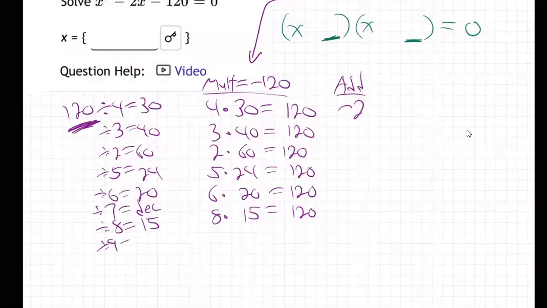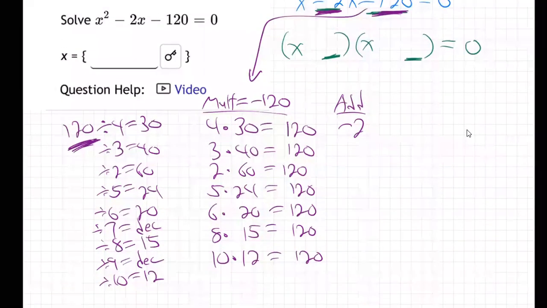Okay, divide by 9, it's just a decimal, I think. Yeah, divide by 10, oh, there it is, 10 and 12. That's the pair that can do it. Why do I know 10 and 12? Because they're only apart from each other by 2. So if the 10 is positive and the 12 is negative, then they'll multiply to be negative 120 and they'll add to be negative 2. That's my pair of numbers, positive 10 and negative 12.